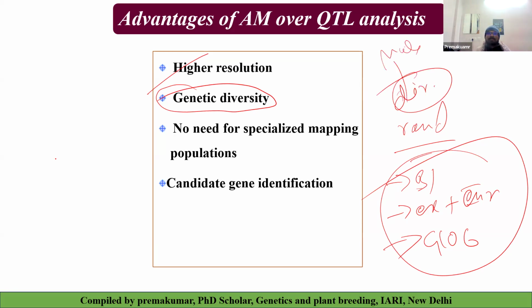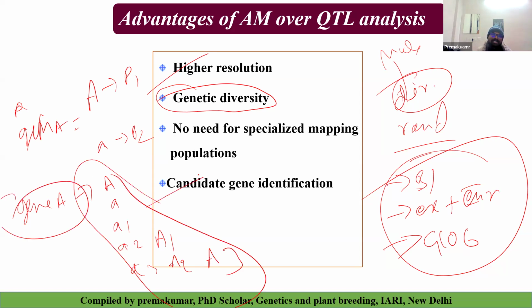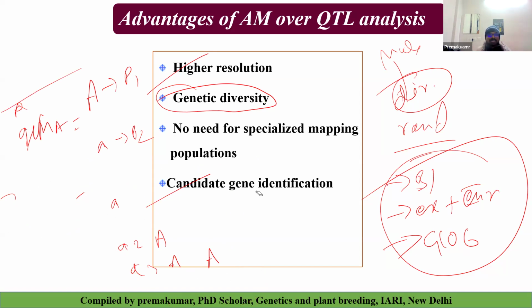We can tap more number of alleles. For example, in QTL mapping, one gene A has two alleles, either A or small a: in parent one one allele, in parent two the other allele. But the same gene A can have multiple alleles: A, small a, capital A1, A2, A3. They have so many multiple alleles for a gene. But these alleles cannot be tapped in QTL mapping, but they can be tapped in association mapping. That is one of the greatest advantages of association mapping.